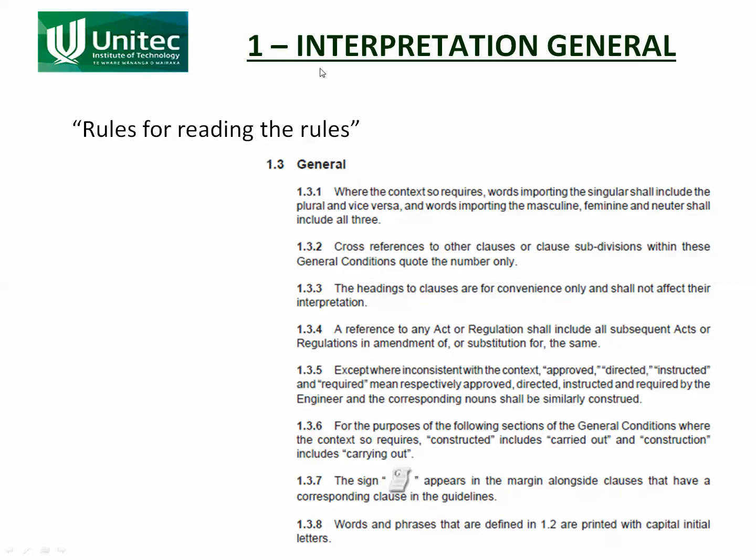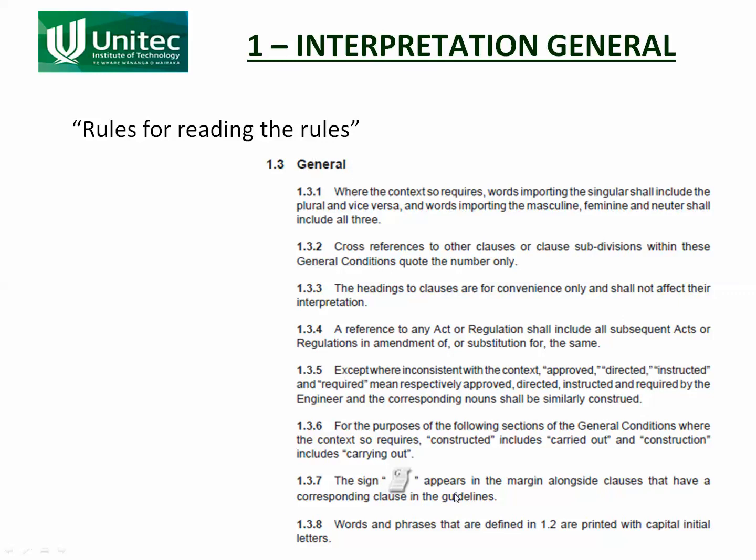The other part of the interpretation that you can use is section 1.3, the rules for reading the rules. So for example, it's making it clear how to interpret the contract. For example, the headings to clauses are for convenience only and shall not affect their interpretation. So you can't use a heading and say this is what it means. You have to read the text. The text is what is important. The headings are not.